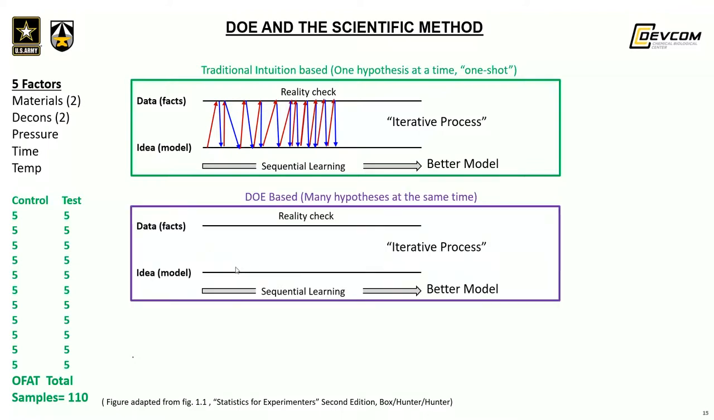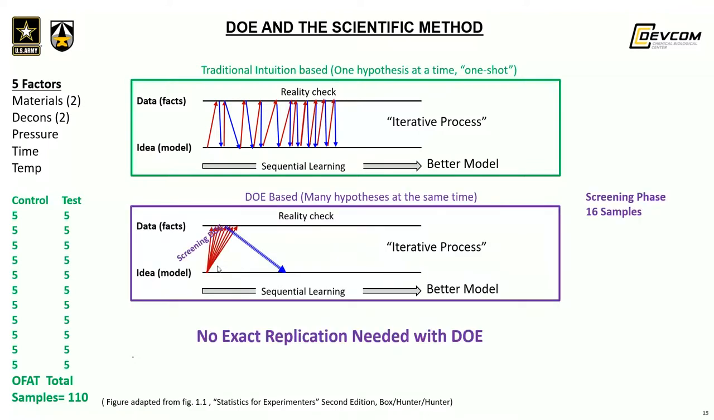Compared to a DOE-based philosophy, where with a screening design I'm going to test lots of hypotheses, all the main effects at one time, in one iteration, and maybe that burns 16 samples for this five factor experiment. Then I come back and say, okay, now I'm going to make it a response surface. I'm going to test the squared effects and interactions, 13 more samples maybe. But now I'm taking huge steps, not little baby steps. So I've burned 29 samples compared to 110.